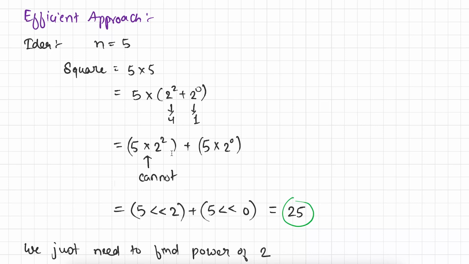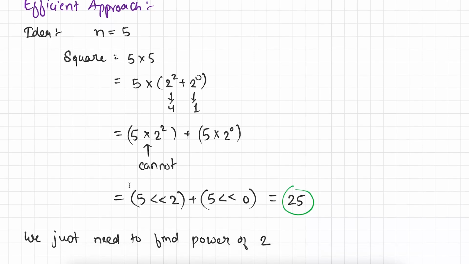But the constraint is we cannot use the multiplication operator. So what do we do? We know that if we write 5 left shift 2, it is exactly the same as 5 into 2 to the power 2. And we have seen this in a previous problem. And here also, 5 into 2 to the power 0 is exactly the same as 5 left shift 0. If you evaluate this expression, you get 25, and this is the square of 5.